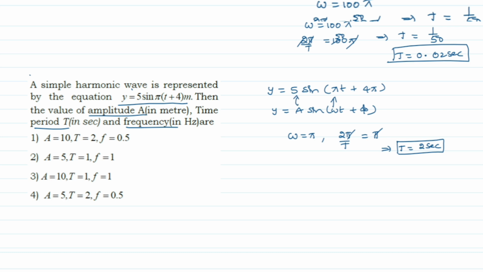Amplitude is already given, so the amplitude is 5 meters. Now with this we can calculate the frequency value, which is the one more thing they are asking. Frequency is the reciprocal of the time period. So 1 by 2 is 0.5 Hz. This is the frequency value.